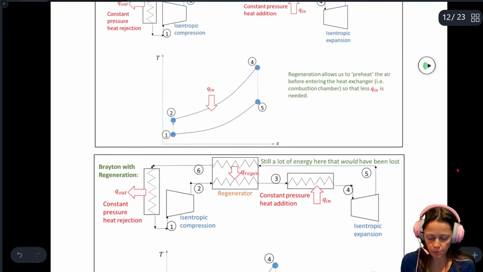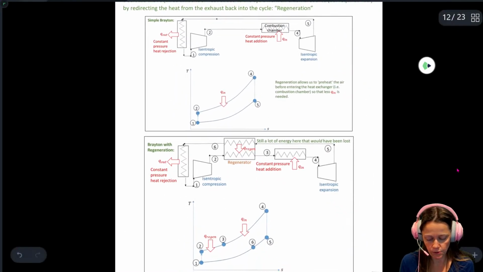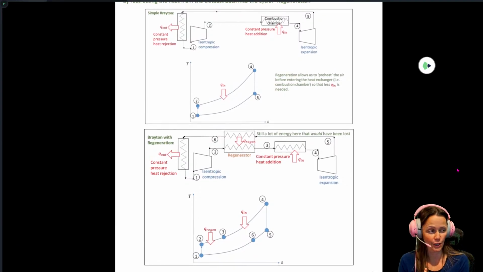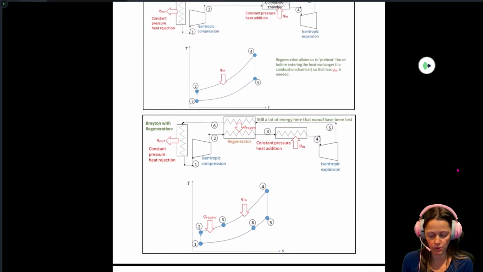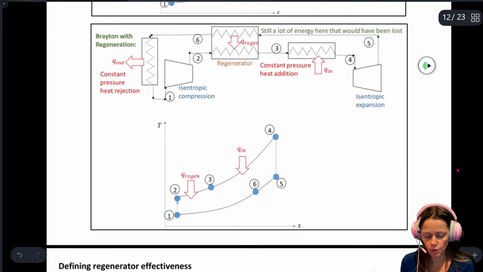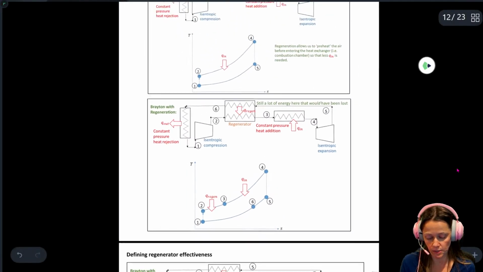But with regeneration, what we do is we add another heat exchanger here. So you can see why we had the numbering the way that we did. And now we can compare what that TS diagram looks like for a simple versus a Brayton cycle with regeneration. So the whole point of that regenerator is to take thermal energy that would have been lost in that exhaust process.